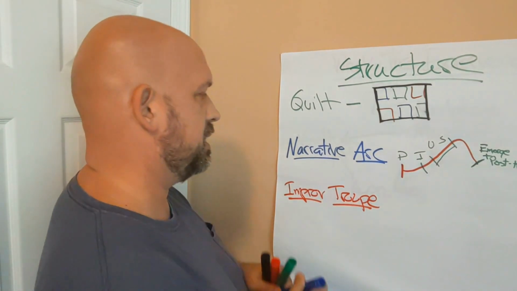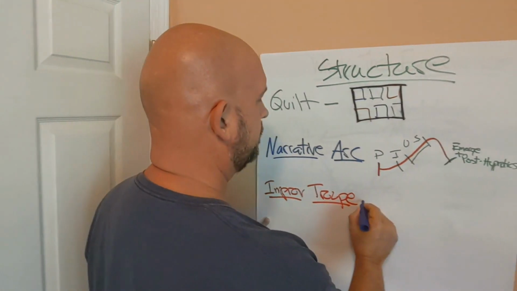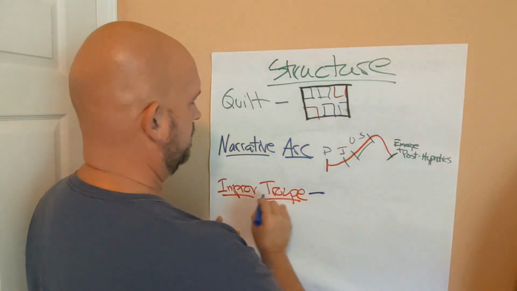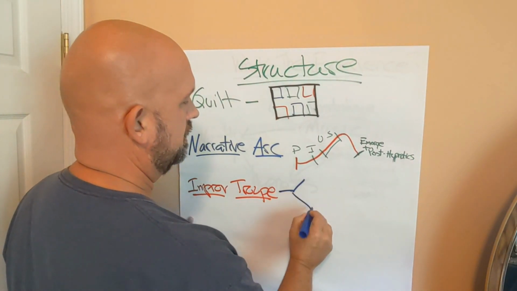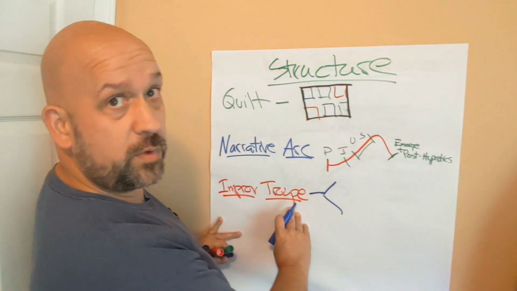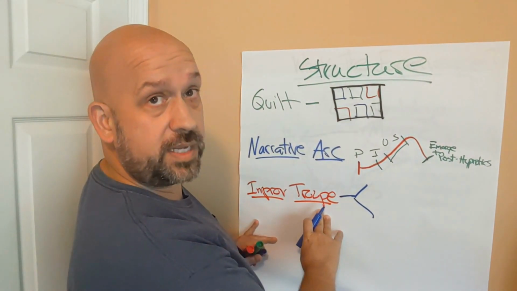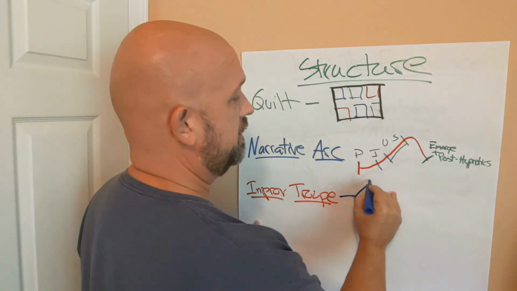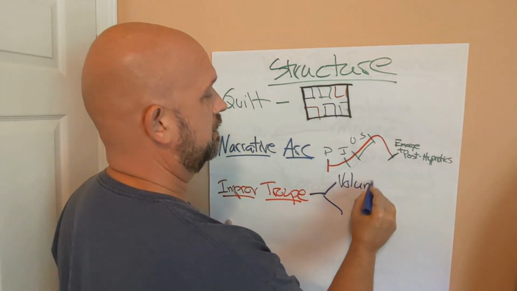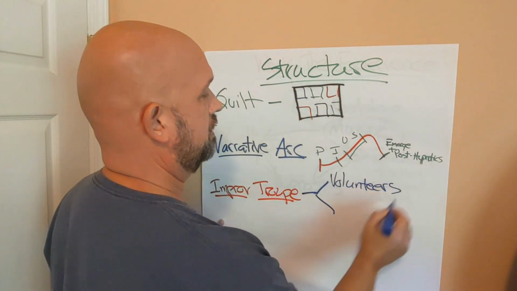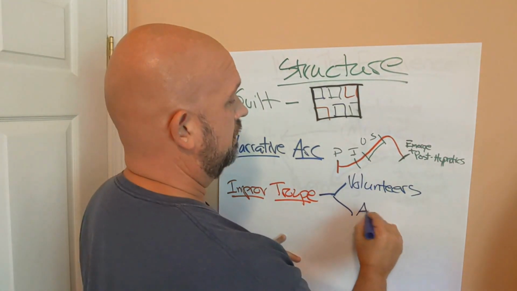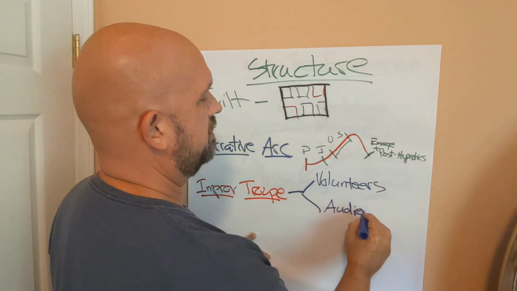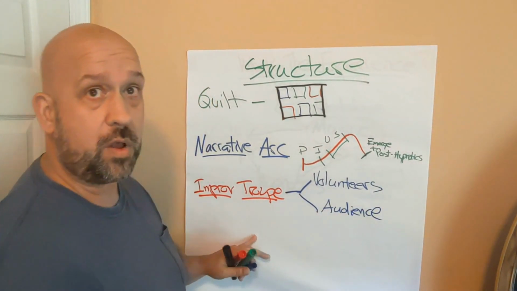The other thing I want to think about is this: the improv troupe used to always be, the troupe itself was the volunteers, right? It was the volunteers. Well, what I also want to think about now is, how do I get the audience more involved?